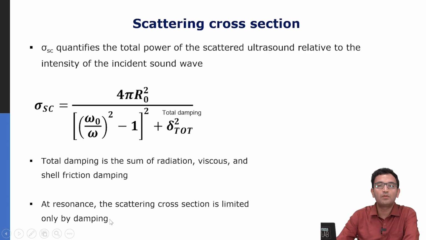Probably if you have learned about circuits, then you know that when an inductor capacitor resistor circuit is at resonance, then the inductive and capacitive impedances cancel each other and only the resistive component remains. So it is pretty similar here, where only the total damping limits the scattering cross section, and typically at resonance the scattering cross section can increase by orders of magnitude relative to being off resonance.